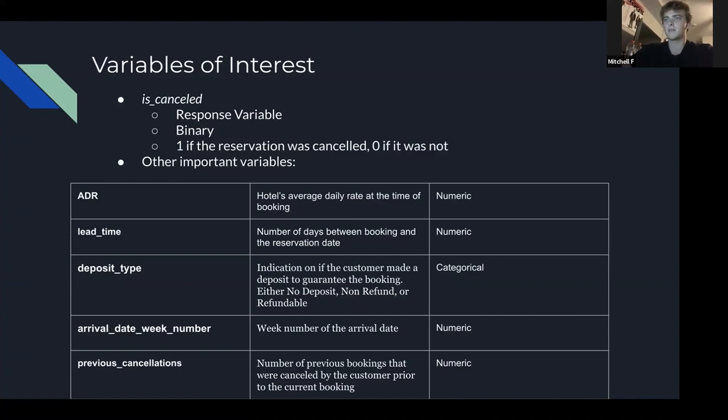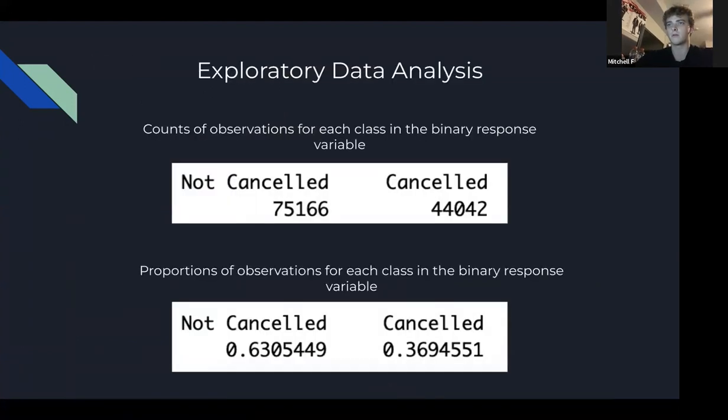Lead time, the number of days between booking and the reservation date. Deposit type, whether it's no deposit, non-refundable, or refundable. Arrival date week number: on a 52-week year period, it's the week in which they arrive. Previous cancellations, the number of previous bookings that were canceled by the customer prior to the current booking.